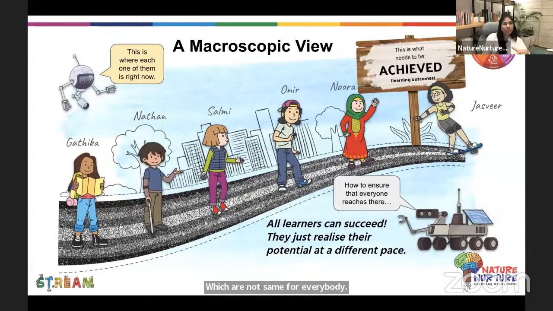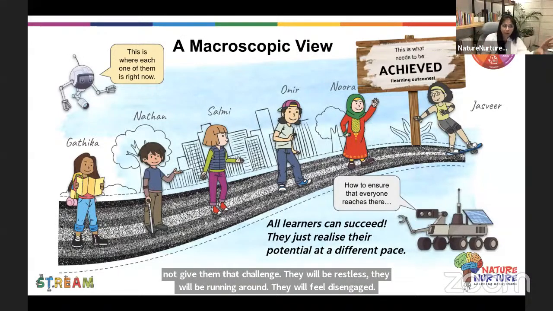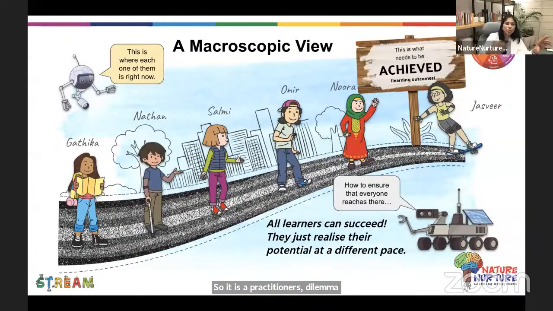Some children may need additional scaffolding. However, there would be children like maybe Noora and Jasveer. They would want a certain level of challenge. If you do not give them that challenge, they will be restless, they will be running around, they will feel disengaged. So it is a practitioner's dilemma how to strike a balance.